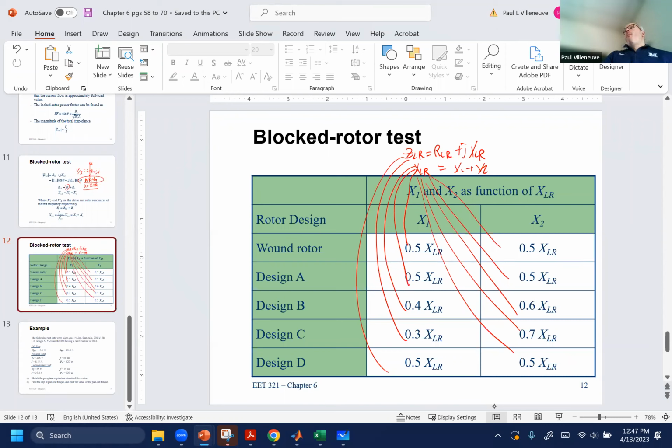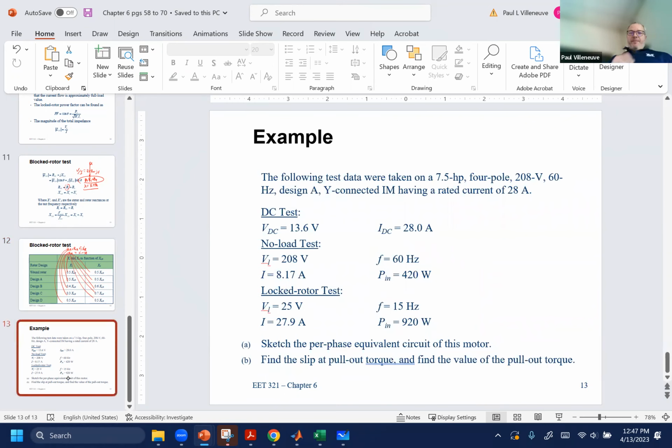So was it given that it was design A? Yep. If you look at the problem description, see 60 hertz design A in the second line. That's the information.